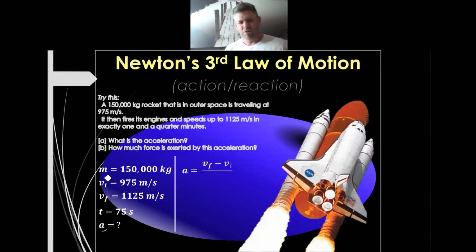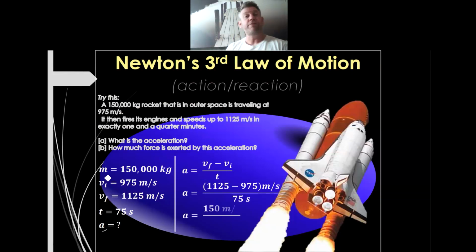So we use this equation. A little easier solved than the last one. We put 1125 minus 975, punch it in your calculator. You're going to see that's 150. Over 75, 150 divided by 75, we find our acceleration here is 2 meters per second squared.